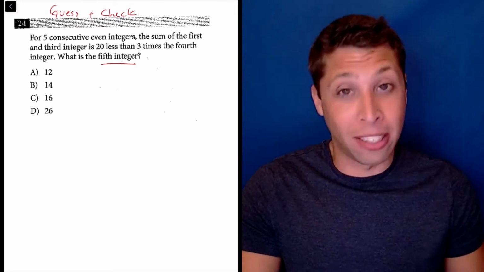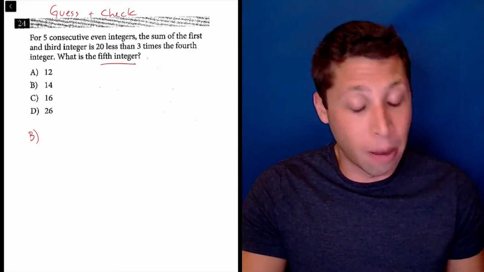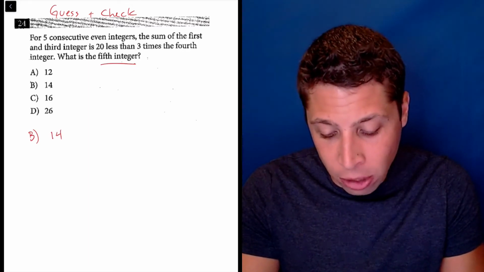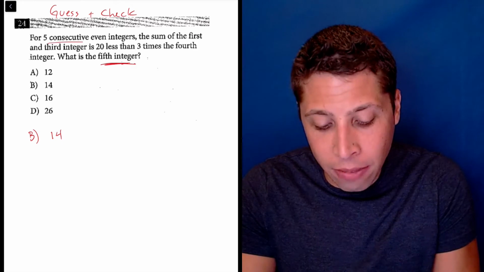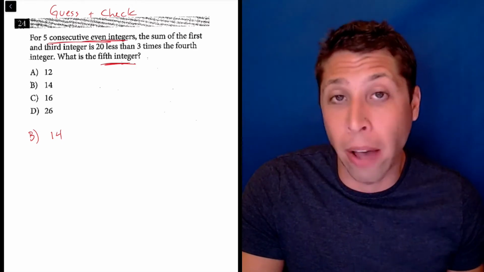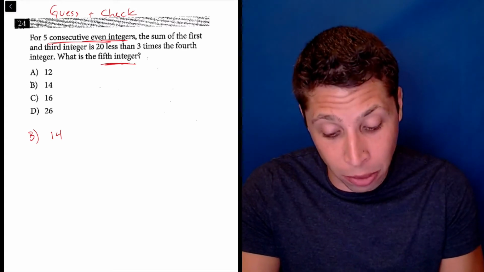Whenever I'm guessing and checking, this is, I swear to God, my first move: I pick B. All right, I'm always assuming B. So what is B? B is 14, and that is the 5th integer of 5 consecutive even integers. Okay, so you need to know what an integer is. It's just a number without a decimal or a fraction. So normal number. Even numbers, obviously, you hopefully know what those are.